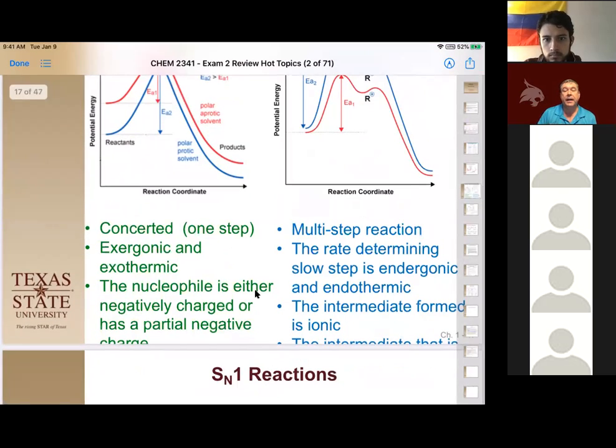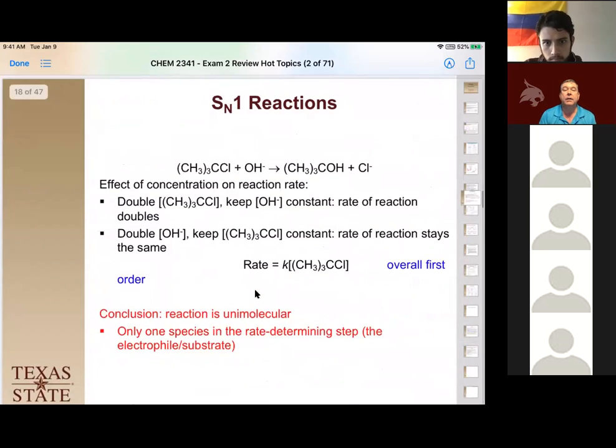And again, most of these reactions do give off heat. So let's look at the rate law associated with these SN1 reactions.